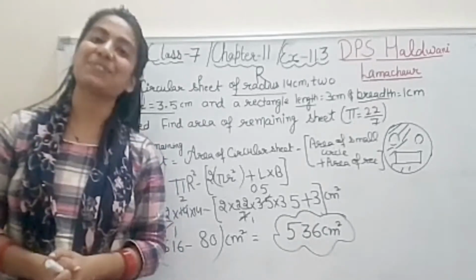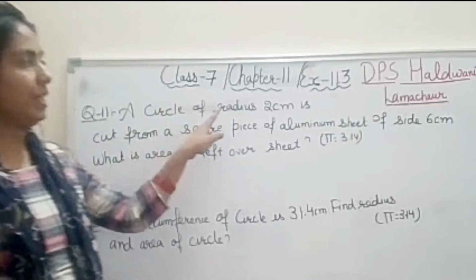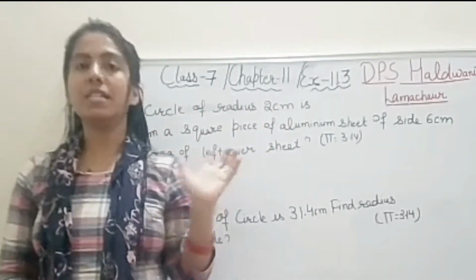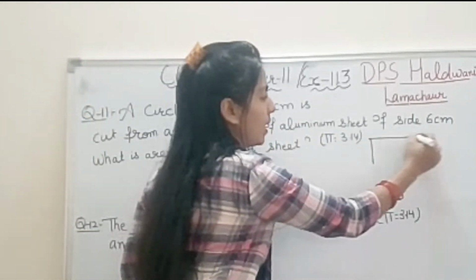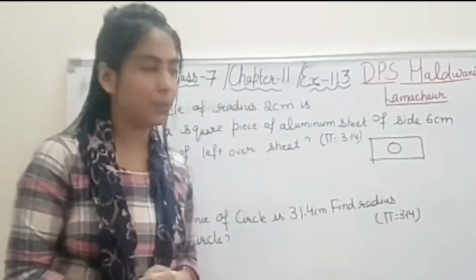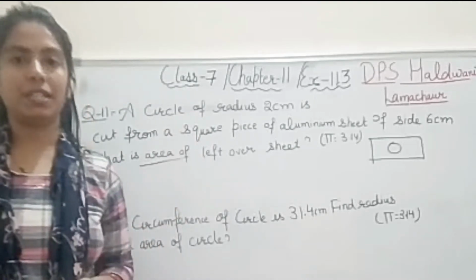Now coming to our next question. Question number 11, students. A circle of radius 2 cm is cut from a square piece of aluminium sheet. Again, one sheet is there of square shape and a circle is cut, and that radius is given to you. Find the area of the left over aluminium sheet.